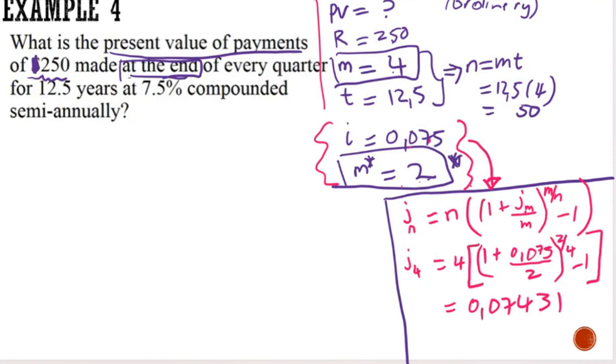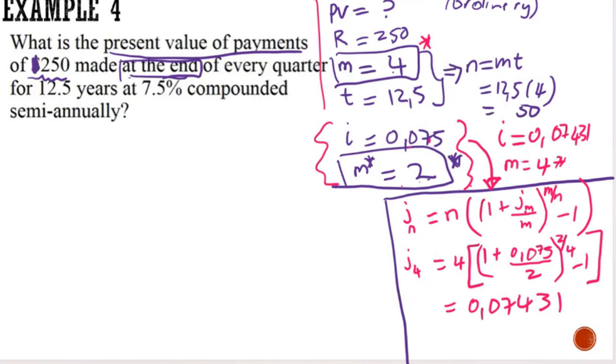So now you've got the compounding interest that you have just calculated. It is 0.07431. You have converted it so then it is compounding quarterly. This is quarterly payments. This thing is compounding quarterly. Then you are done with all of the conversions.